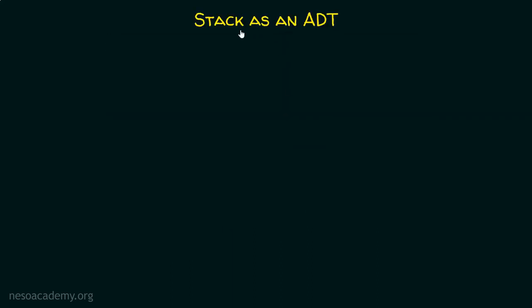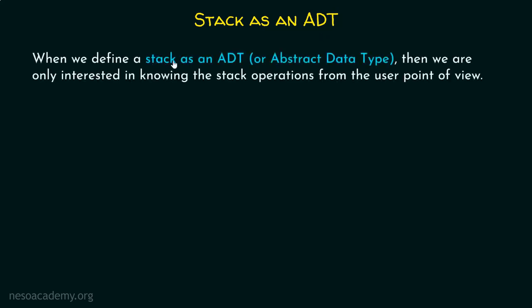Now, I want you to understand what is stack as an ADT, that is abstract data type. When we define a stack as an ADT or abstract data type, then we are only interested in knowing the stack operations from the user point of view, okay? Obviously, the user is not interested in knowing the implementation details, right? The user is only interested in knowing what type of operations we can perform on stack. That is what I want you to imagine. So when we try to define a stack as an ADT, we'll only try to understand what type of operations can be performed on the stack.